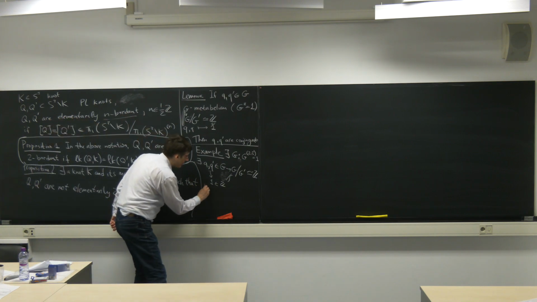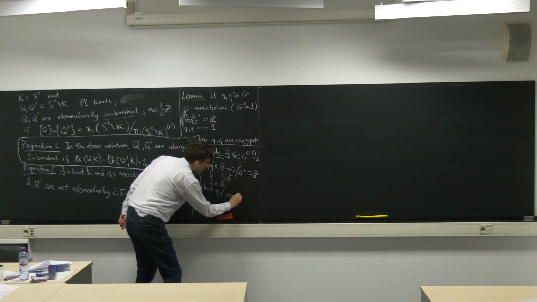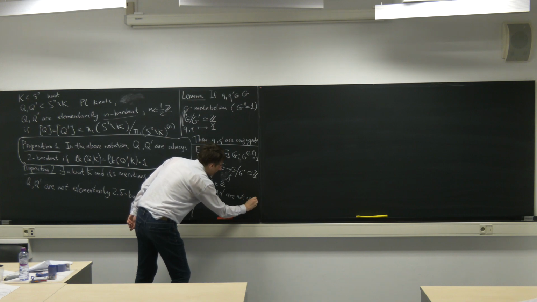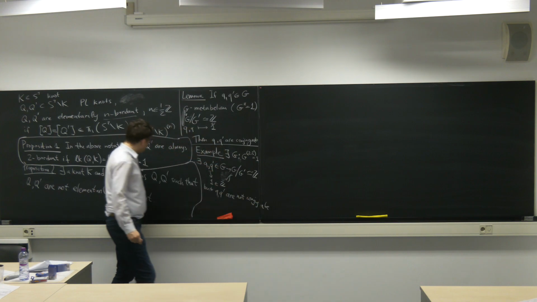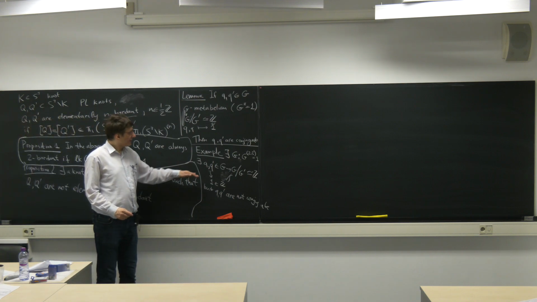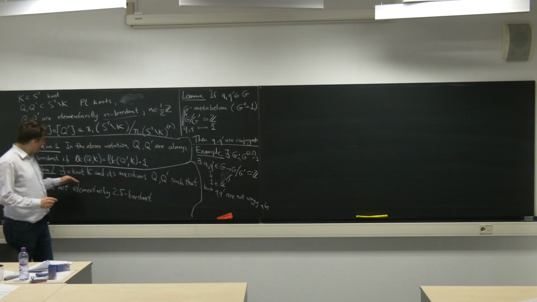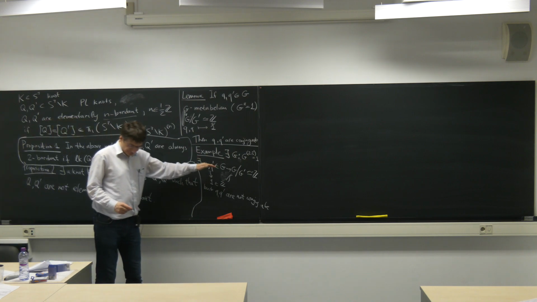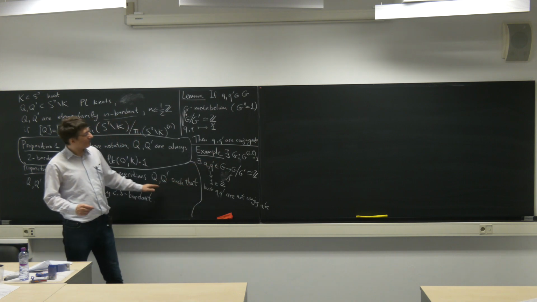But Q and Q prime are not conjugate. So, before proving proposition 2, before doing a geometric construction, let us do an algebraic construction. So essentially we want to prove proposition 2 on the algebraic level. And it will turn out that we can directly use this example to prove proposition 2.